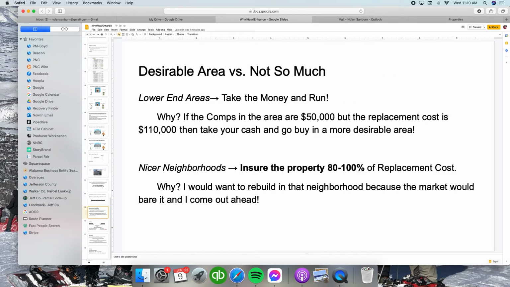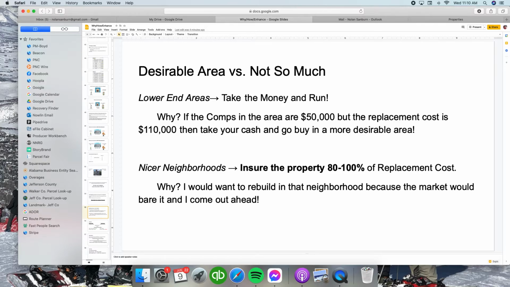So here's where we can start to decide on the desirable areas versus maybe a not-so-desirable area, on how we decide to insure these properties. You can see here these lower end areas. You take the money and run on these areas. Why? If the comps in that area are $50,000 but the replacement cost is $110,000, you take your cash and go buy in a more desirable area or a nicer neighborhood. You insure that property for at least 80%. At least. I would sometimes even go up to 100%, depending upon where your cash position is.